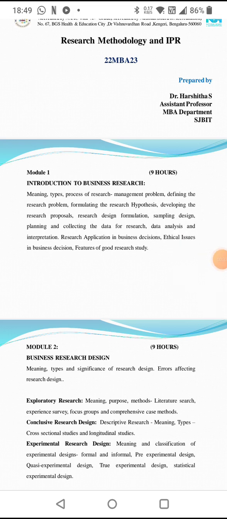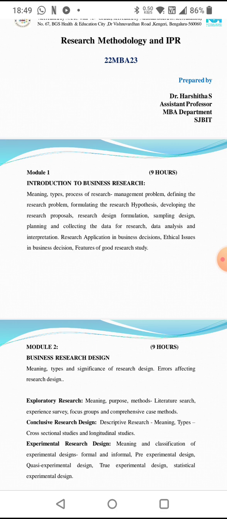So to start with, in the first module, you'll be learning about business research, that is introduction to business research, wherein you'll be learning about the different types of business research, the process, what exactly the process steps are, like defining the research problem, formulating the hypothesis, developing the proposal, the research design formulation, sampling design, collecting the data, analysis, interpretation, and then putting it into report form.